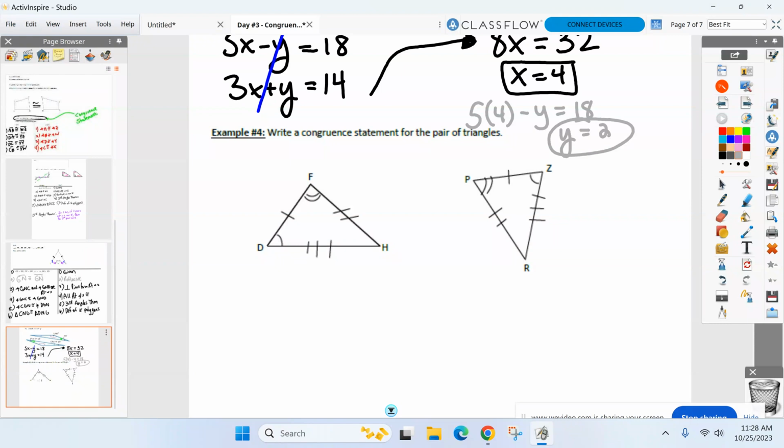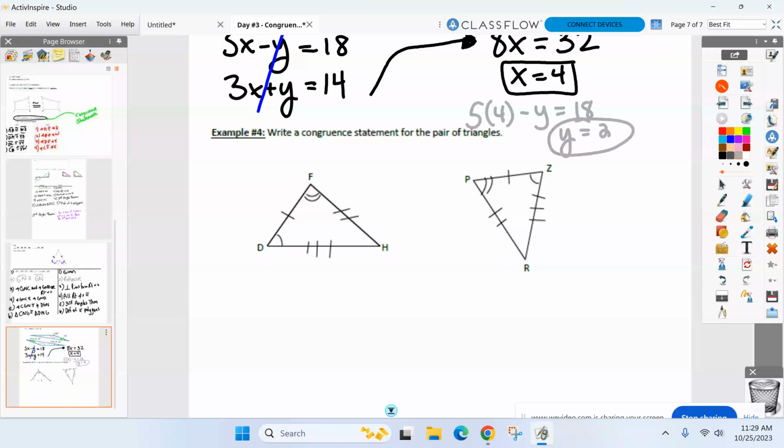Good. Some people are starting to realize. Do I need to mark H and R with arc marks? No. You already know they're congruent. Why do I always know they're congruent? Third angles theorem, right? So you don't need them marked. You don't need to mark them for it. So yes, those triangles are congruent. I was wrong. So now let's write a statement saying they're congruent.